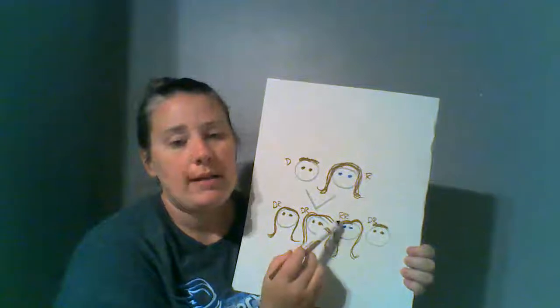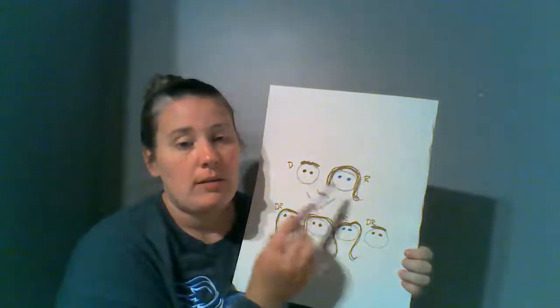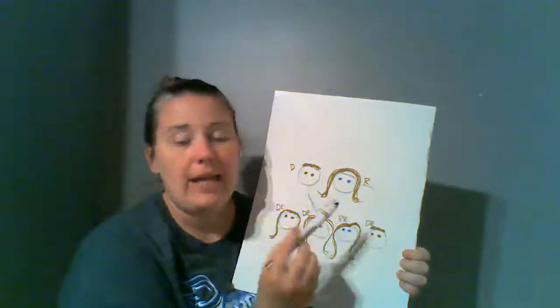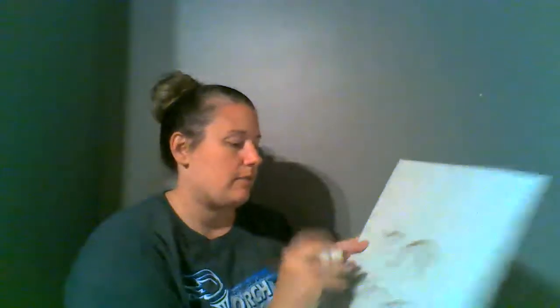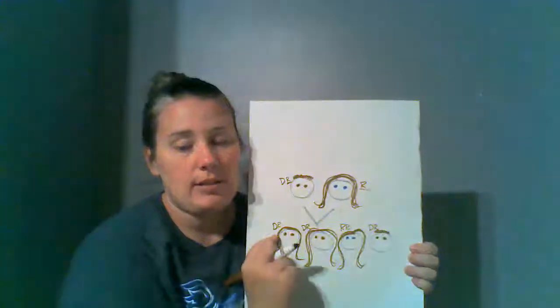Okay. Now, the only way this little girl has the two R's is if mom has an R and dad has an R. Which means we already know mom's R. We already see it. But dad has to have a hidden recessive R that we don't see. That way this little girl can get the two R's that she needs. So let's look at grandparents.